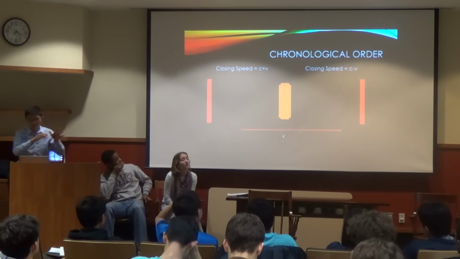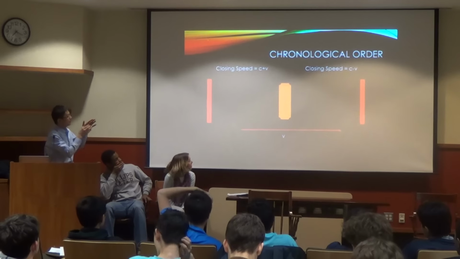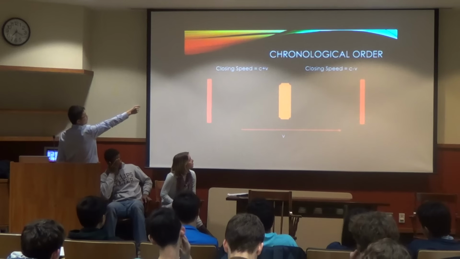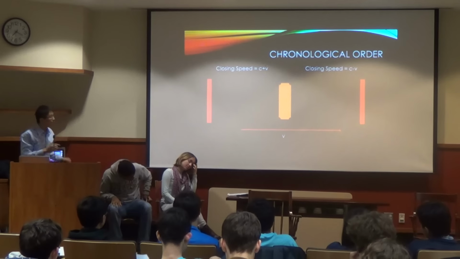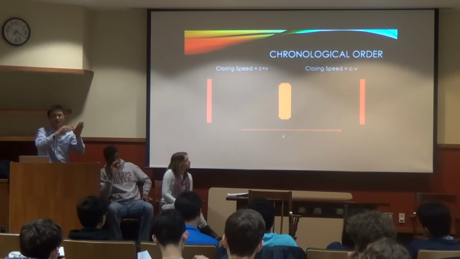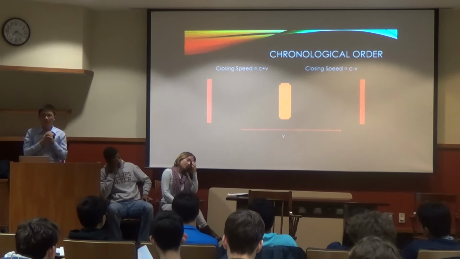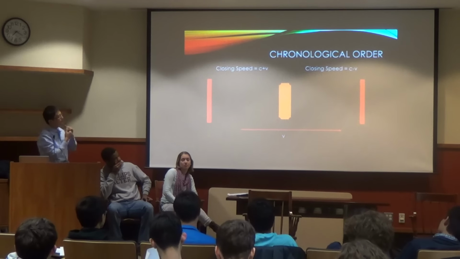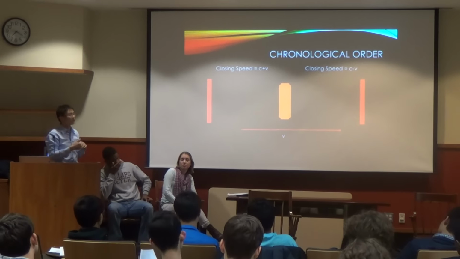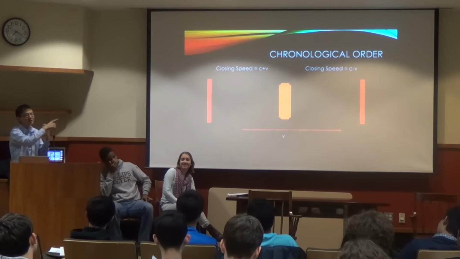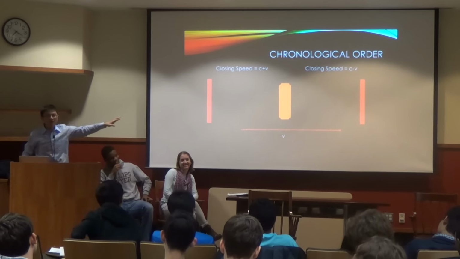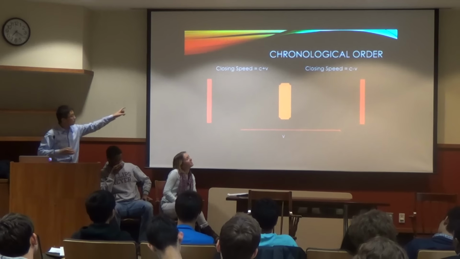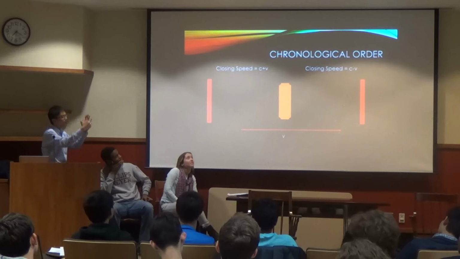Notice that the photon emitter is equidistant from the two ends of the train. So if I shoot a photon from the middle, one to the left, one to the right, they're going to arrive at the ends of the train simultaneously if I'm sitting in the train observing them. Is that clear? But what happens if the train is moving with speed v relative to somebody standing on the ground? What happens to the closing speed between the left end of the train and the light that's approaching?